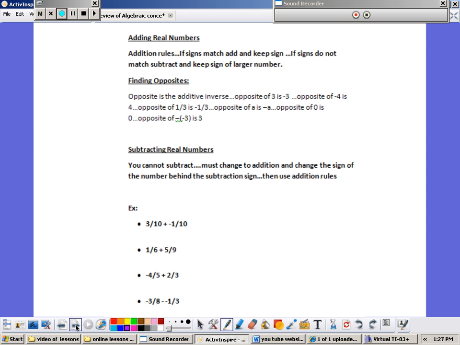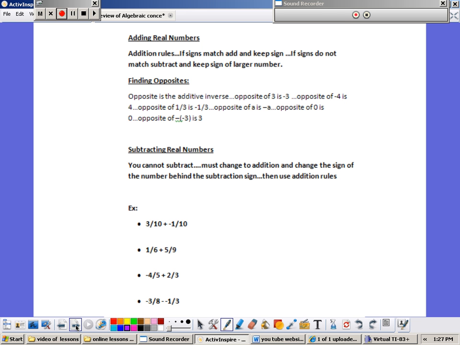Subtracting real numbers. You are not allowed to subtract. You must change it to addition and then change the sign of the number behind it. Then use your addition rules. So here we go. We're already off of integers, and we're already in rational numbers because integers should be something that you already have under your belt.